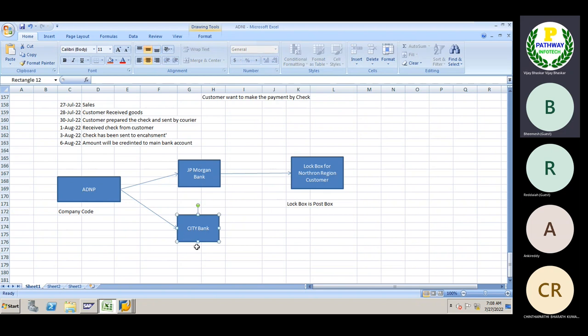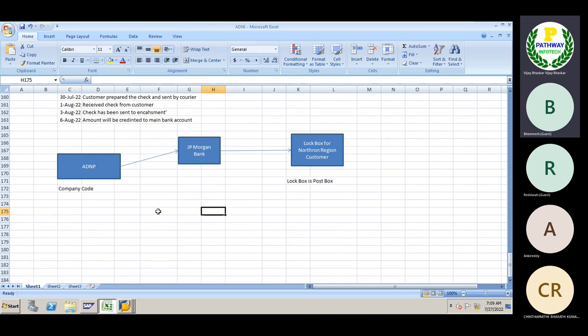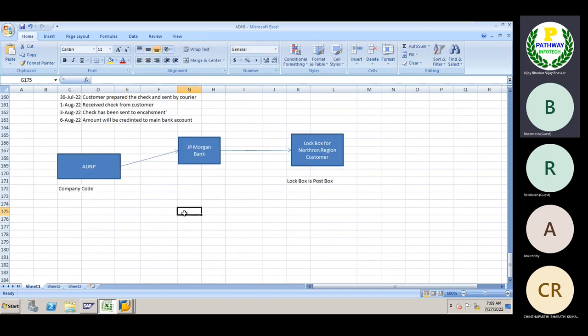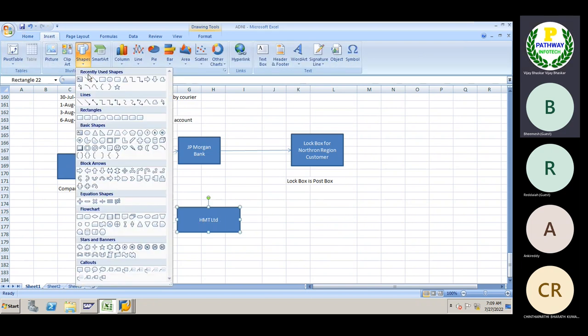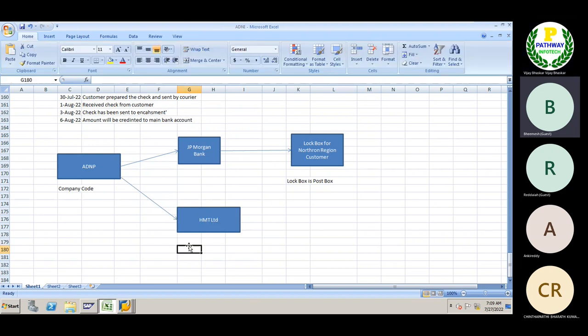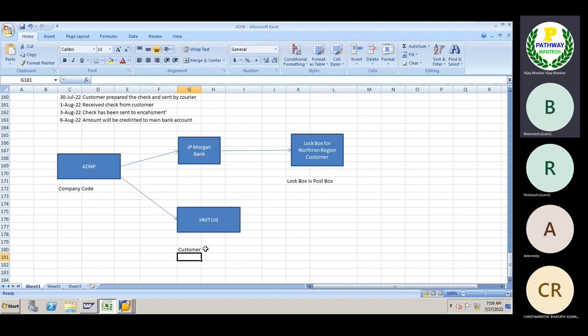Okay, now I will remove this one, it will be confusion for us. Now we have set up the next one, I will take this example. Now we have performed the sales, meaning we have sold the goods to this customer, whatever it may be.